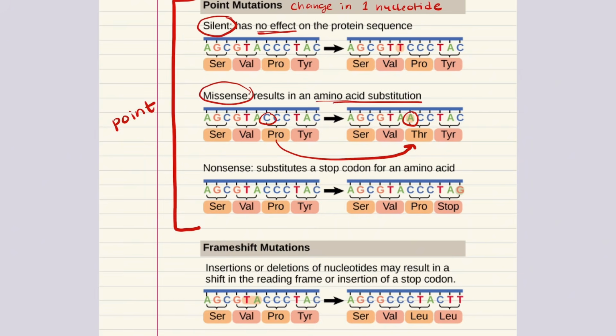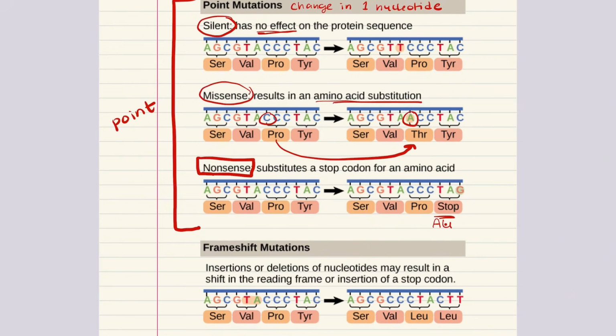Another type of point mutation is a nonsense mutation. This is when a codon is changed into a stop codon, and that causes translation to end too early. So this usually results in a shortened and/or non-functional protein. So far, all of these examples involve a single base being substituted. But what happens when a base is added or removed?